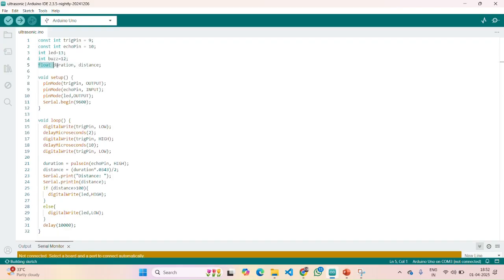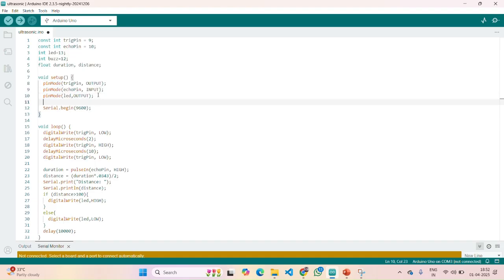We are considering float values because we want the distance accurately. For example, we are getting 123.5 something. It will give sometimes 123, sometimes 124. We don't want such mistakes. We want it exactly, so we are considering it as a float value. Even in real life applications, we use float values only, not integer values, for calculating these values. Yes, in pinMode you can see that the trig pin is used for output and the echo pin is used as input. My LED is output and the buzzer is also output.